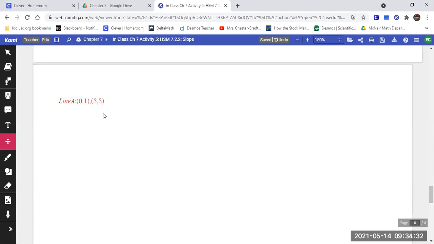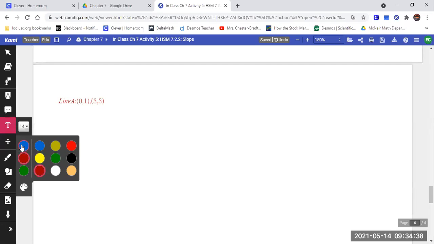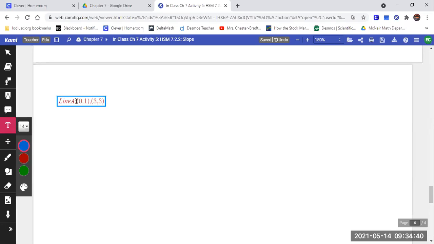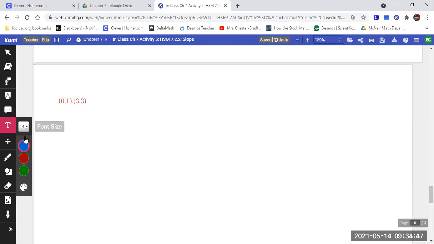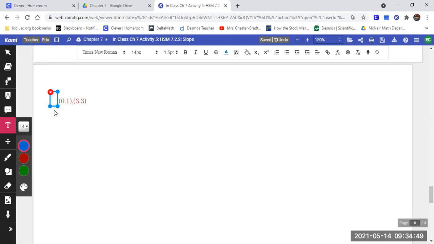So we need to go ahead and find the slope, find the change. How do we find slope? What makes slope again? Now what I am going to adjust is I'm going to take this line A part off and do it in text. But it's okay. It still got it quicker.